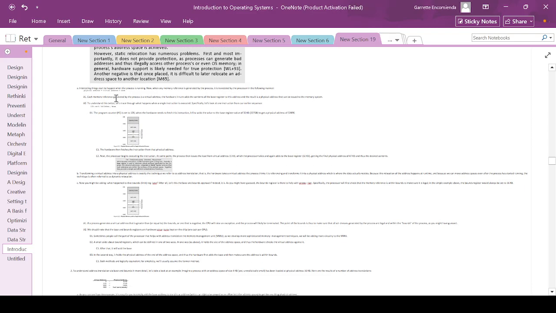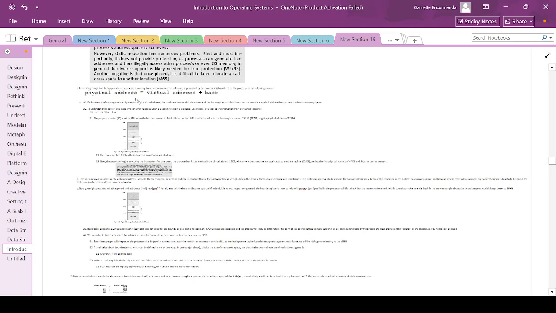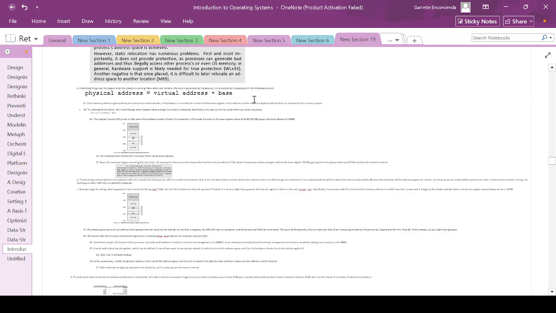Interesting things start to happen when the process is running. Now, when any memory reference is generated by the process, it is translated by the processor in the following manner.